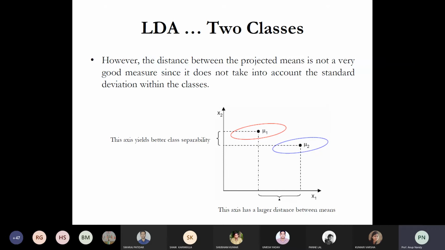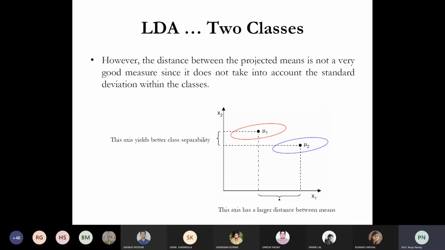But on the other hand, if you project mu2 and mu1 onto x2, and you plot them in the Gaussian distributions, you find that there is an overlapping. So this axis, if you project it onto x2, you will not have a very good separability. So your job is to maximize the component axis for class separation. Here we are developing one intuition.